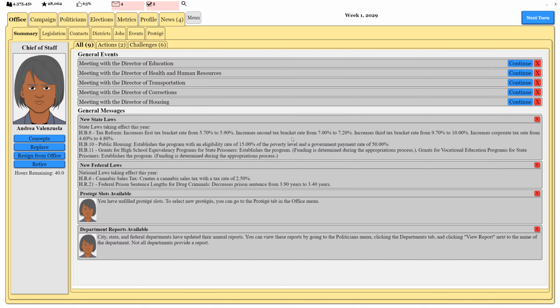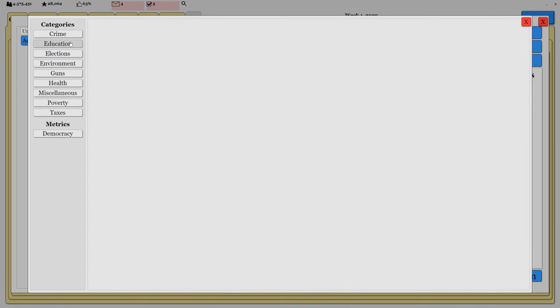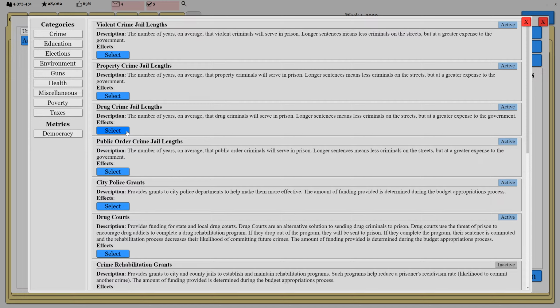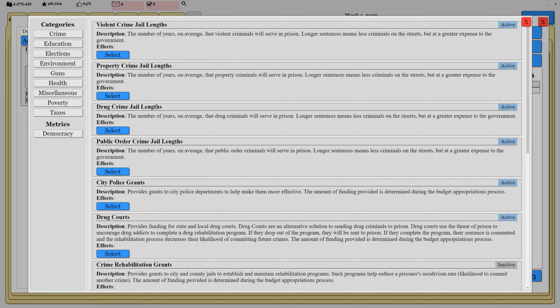Federal laws, federal prison sentence lengths for drug criminals. Oh yeah, let's do a legislation proposal. Crime, drugs. Let's eliminate it. Let's call this the Decriminalization and Rehabilitation Act. Crime, jail lengths, public order, city police grants.